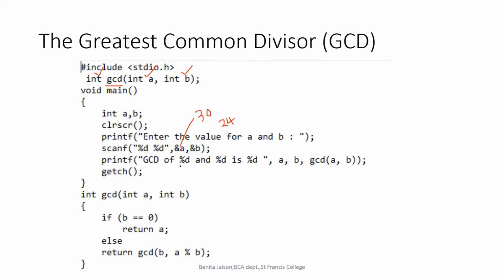In the printf I am giving conversion symbol %d, 3 conversion symbols followed by d. That means we have 3 integers to be printed in place of these 3 percentage d's. In place of the first %d, value of a will be printed, that is 30. In place of the second %d, value of b will be printed, and in place of the third one we will be printing the value of GCD(a, b). What is GCD(a, b)?